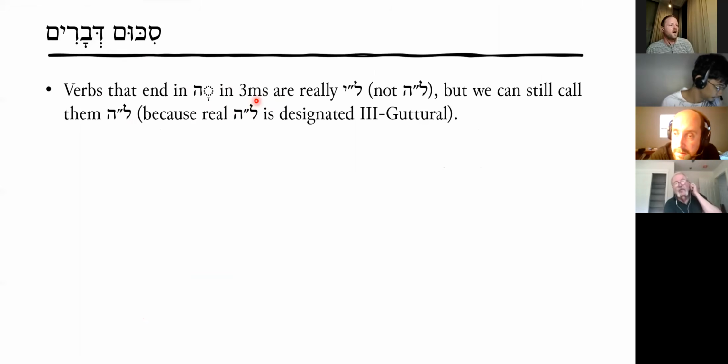Verbs that end in a in the third masculine singular are really lamed yod and not lamed hey. They could be lamed vav as well. But we can still call them lamed hey because lamed hey is designated as third guttural.